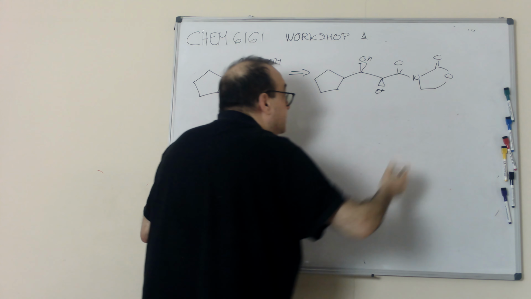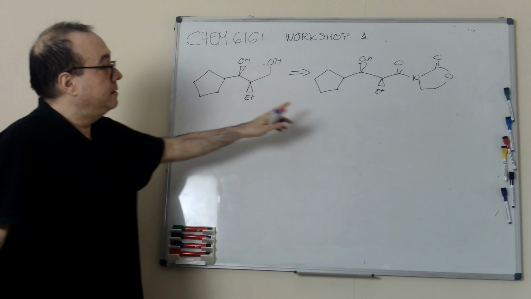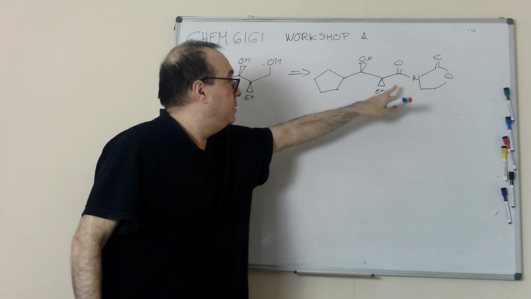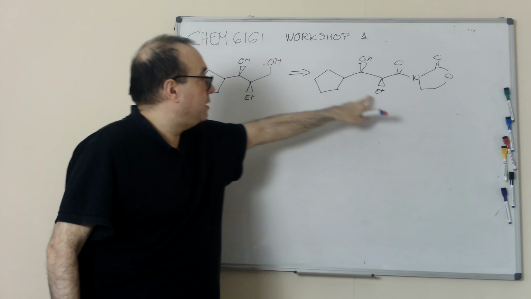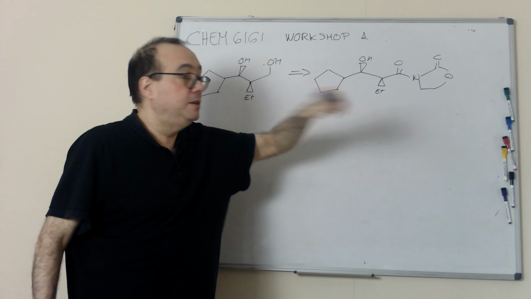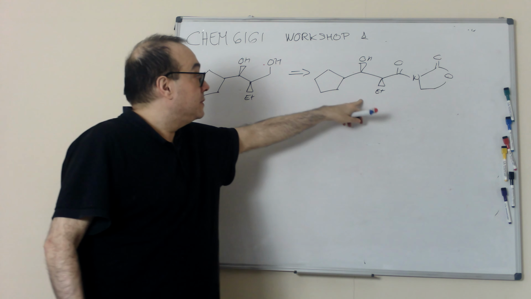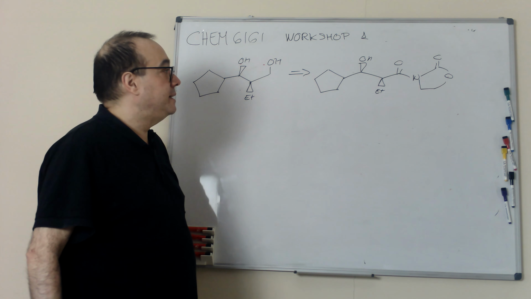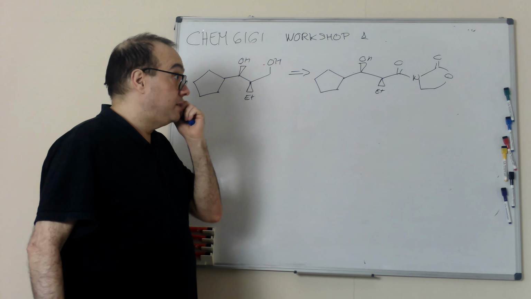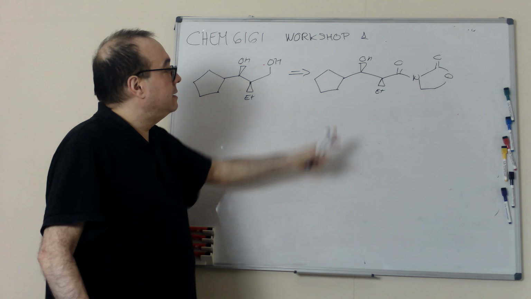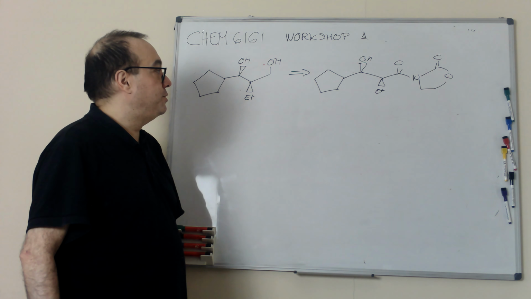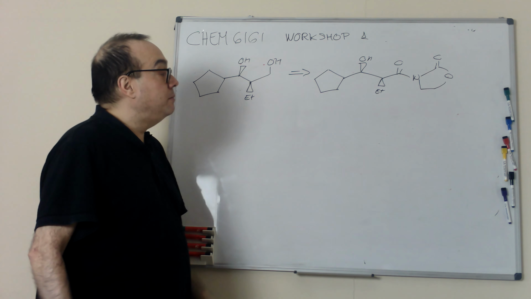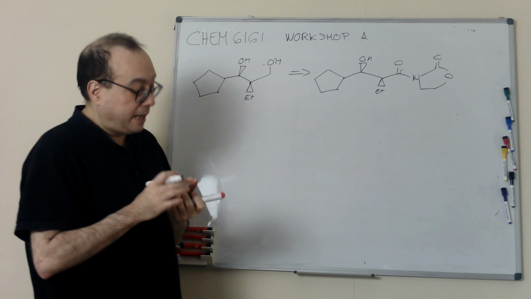Okay? Basically, in order to come from here to here, I only have to do a reduction, which probably is lithium aluminum hydride or something like this, in order to generate the alcohol. First, I can hydrolyze and then reduce. But basically, we saw this when we removed the Evans auxiliary.